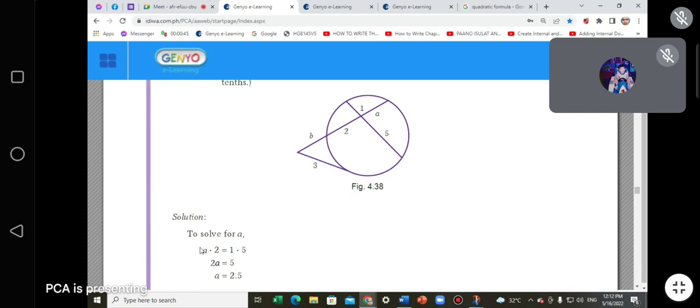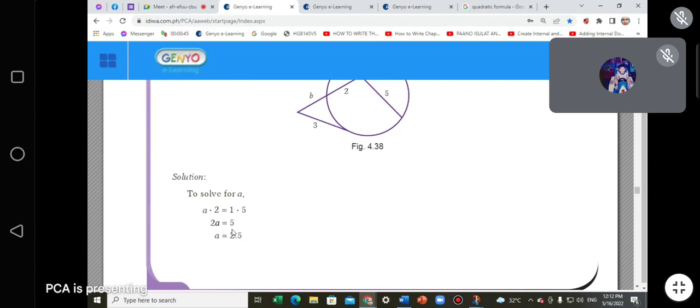This is the formula based from that theorem. If you do not know what that is, 4.13, it's up to you to check. And then A times 2 is 2A, 1 times 5 is 5. What's the value of A? Of course, divide both sides by 2 to get rid of 2, then you get the value of A. 5 over 2 is 2.5.